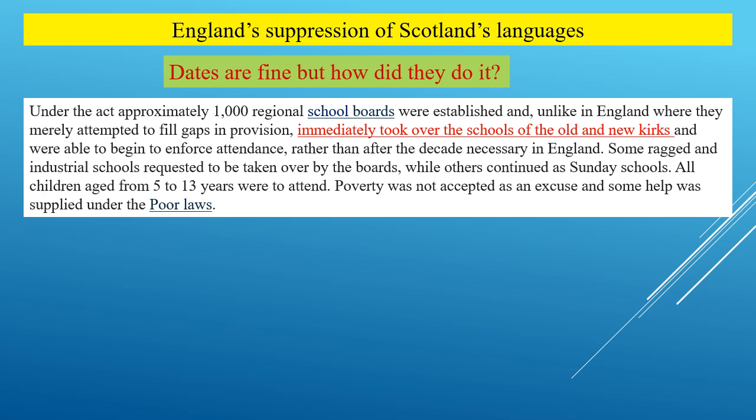Under the Act, approximately 1,000 regional school boards were established quickly, unlike in England where they merely attempted to fill gaps in provision. But in Scotland, they took over all the schools immediately and they removed the control from the church. And they were able to begin to enforce attendance, rather than the decade necessary in England. Some ragged and industrial schools asked to be taken into these boards, while others continued as Sunday schools. All children aged 5 to 13 had to attend, and poverty was not an excuse.